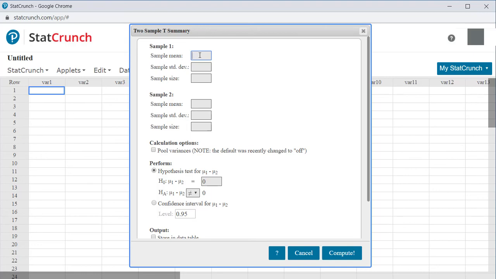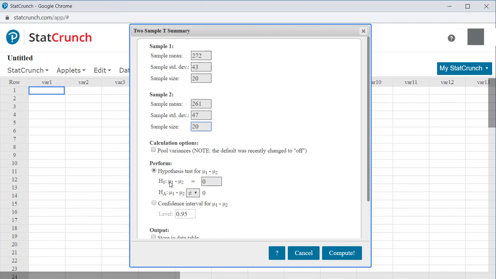So again, for sample 1, that was the business travelers. The mean was 272. The standard deviation was 43, and the sample size was 20. For sample 2, that's the leisure travelers. We had 261 for the mean, 47 for the standard deviation, and again 20 for the sample size.